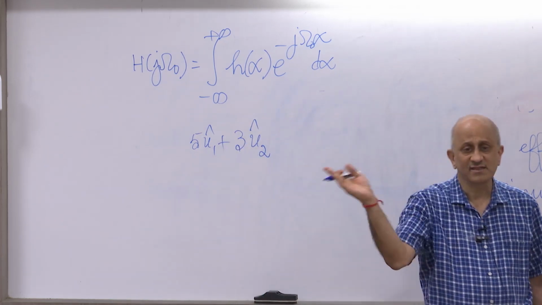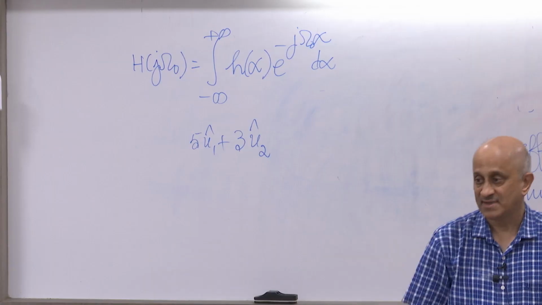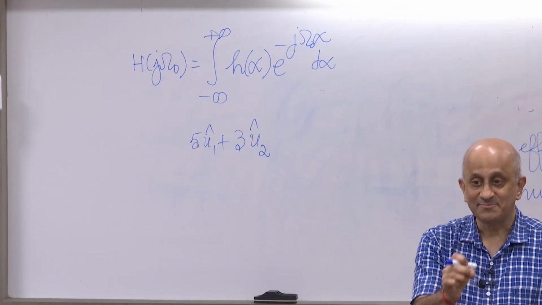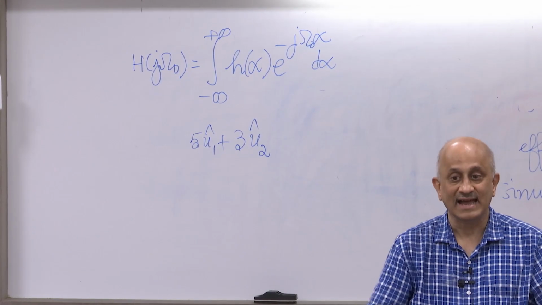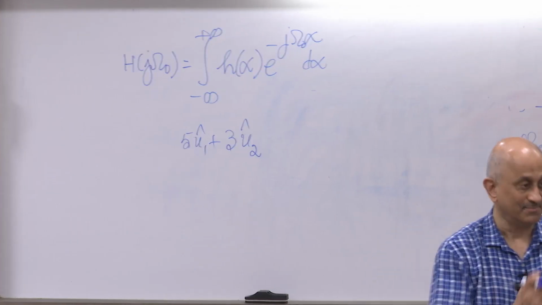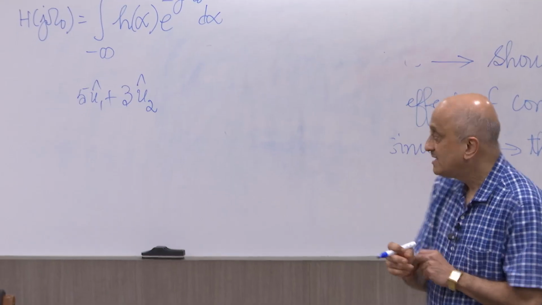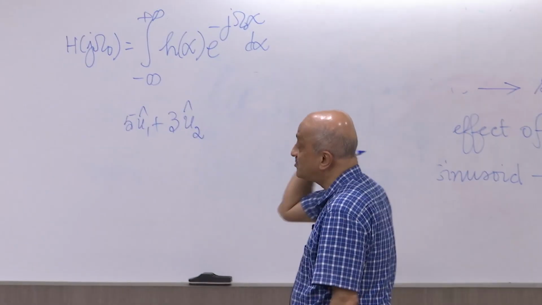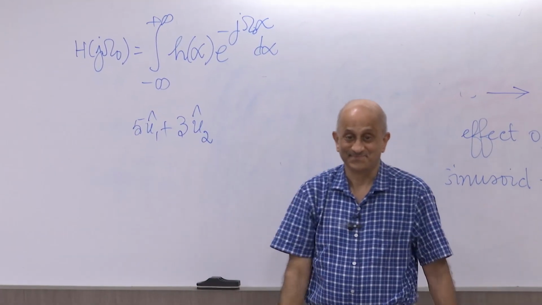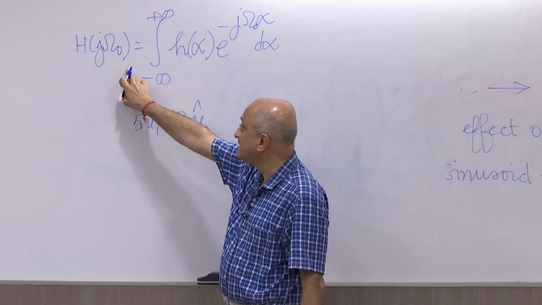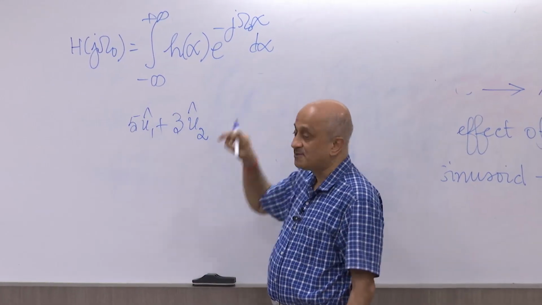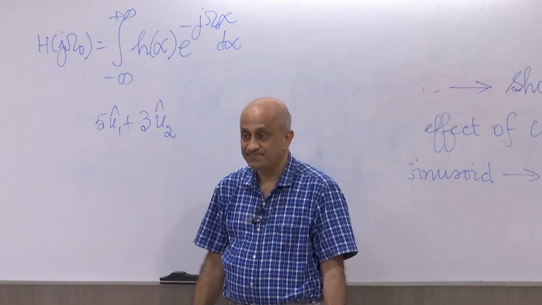And you can keep doing this for as many dimensions that it has. Multiply the component by a unit vector in that direction and add all such components. That's how you reconstruct the vector from its components, right? Now you can generalize that idea to the Fourier transform. So this is a component along e raised to the power j omega naught, right?